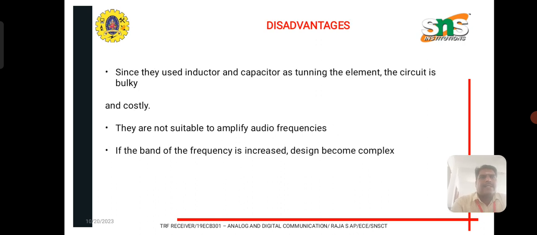What are the disadvantages? Since these were invented in the 1920s, in the range of 1920 to 1930, they used an inductor and a capacitor. For tuning, these elements become very bulky and also very costly. They are not suitable for amplifying audio frequency. If the band of frequency is increased, the design becomes very complex.